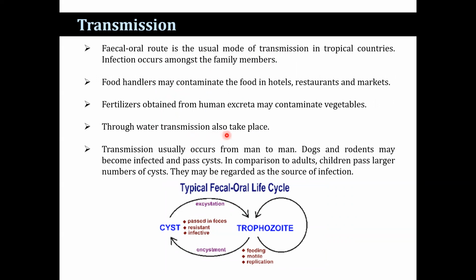Through water, transmission also takes place. Transmission usually occurs from man to man. Dogs and rodents may become infected and pass cysts. In comparison to adults, children pass a larger number of cysts. They may be regarded as the source of infection.